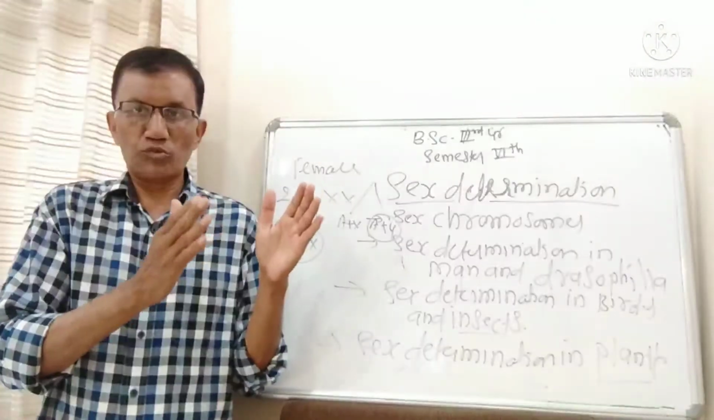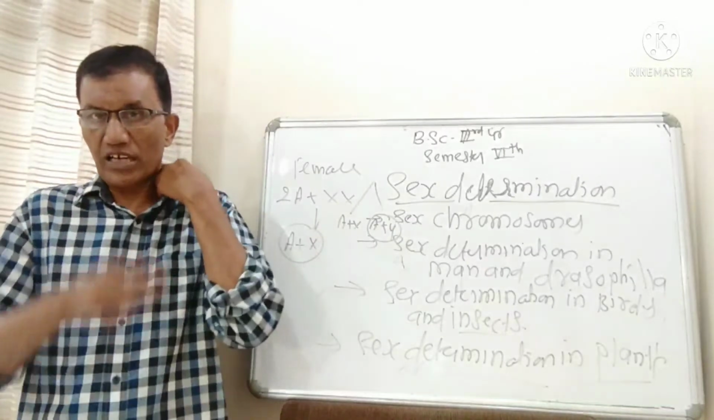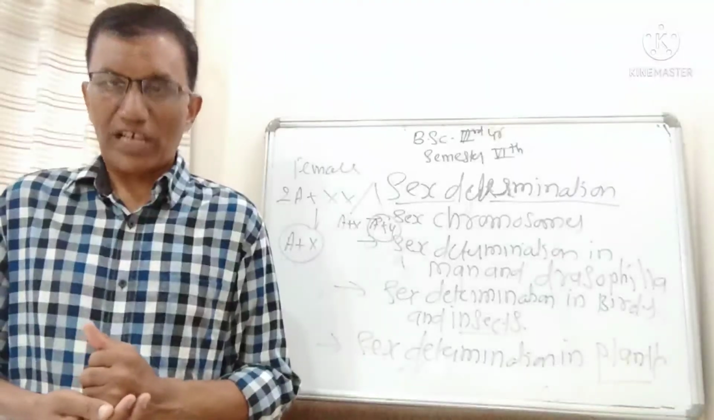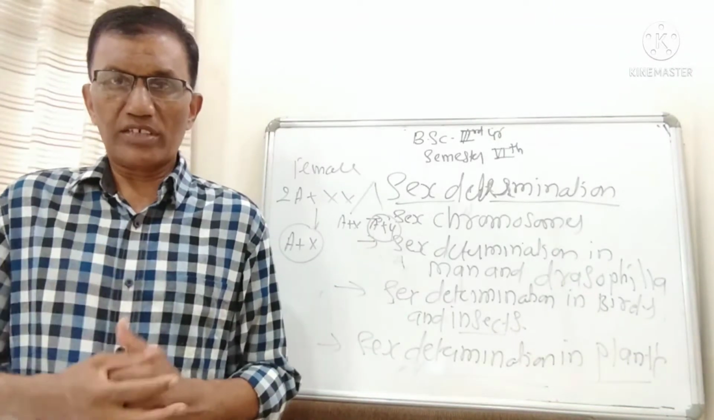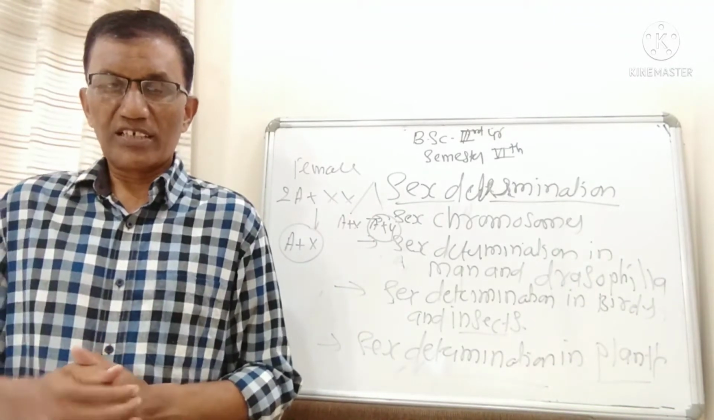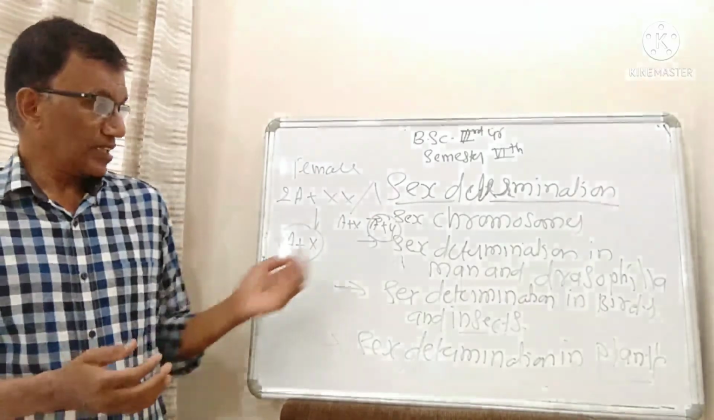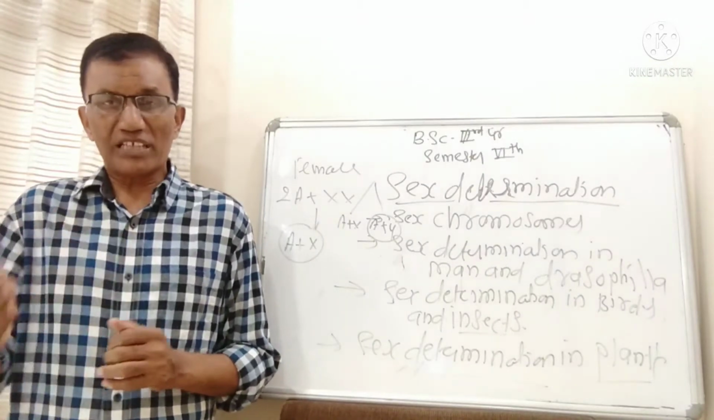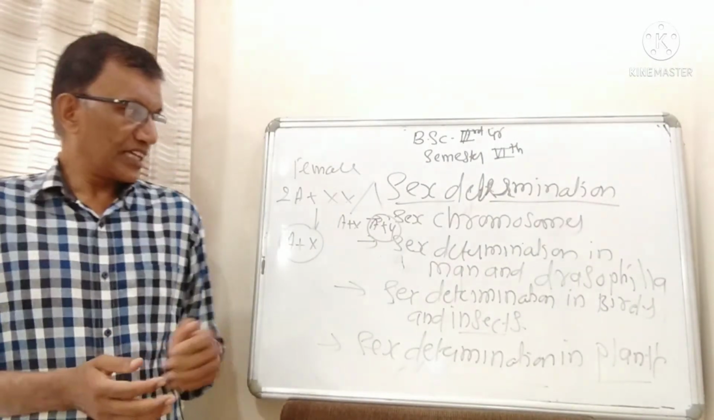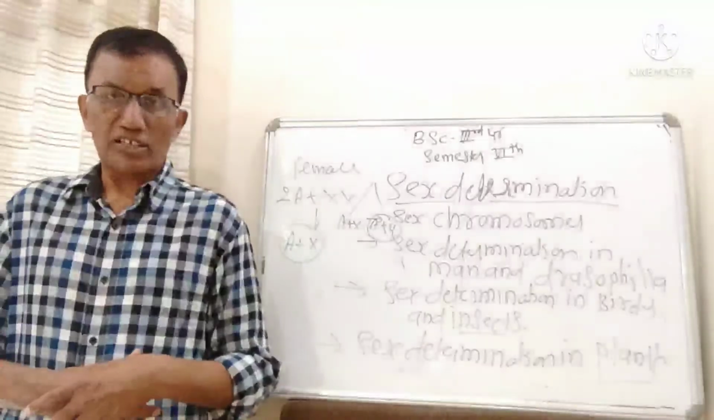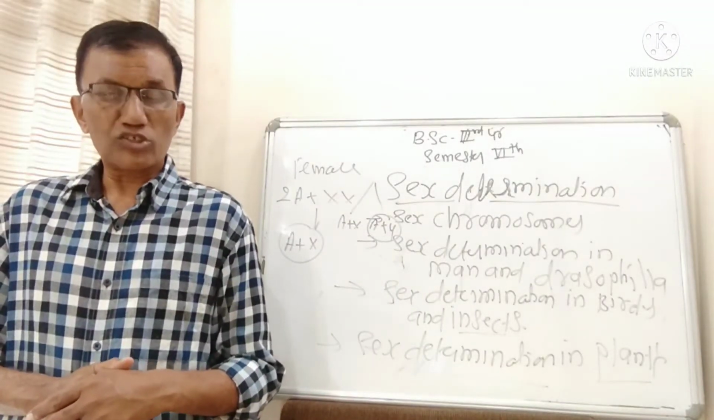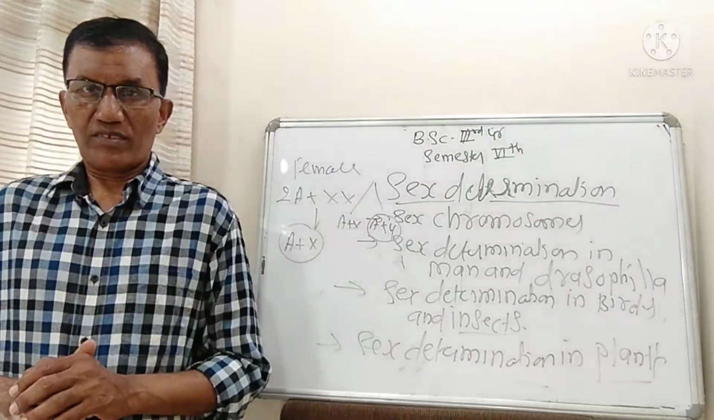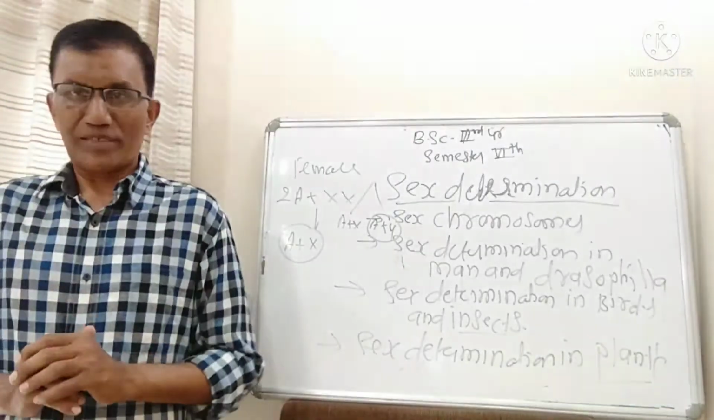In the chromosomal theory of sex determination, the structure I have already mentioned while studying the structure of sex, that is X chromosomes and Y chromosomes. Then the genic balance theory of sex determination, then sex determination in man and Drosophila: whether males are homogametic or heterogametic, and females are homogametic or heterogametic.